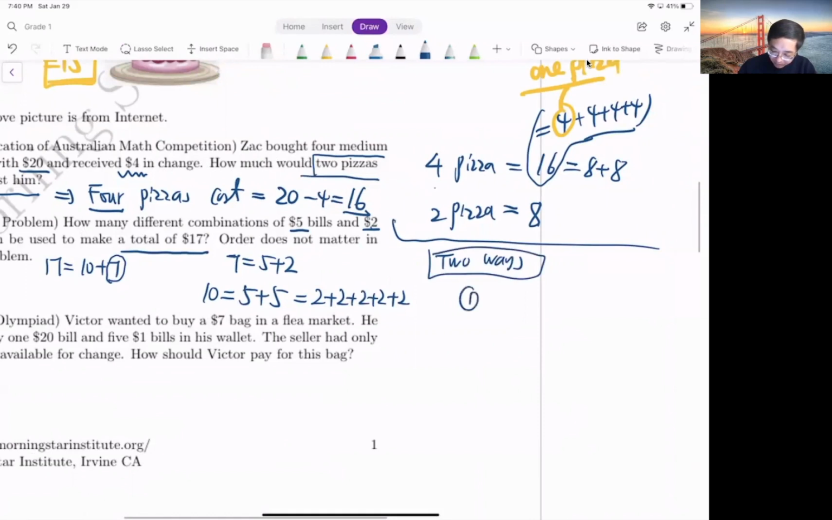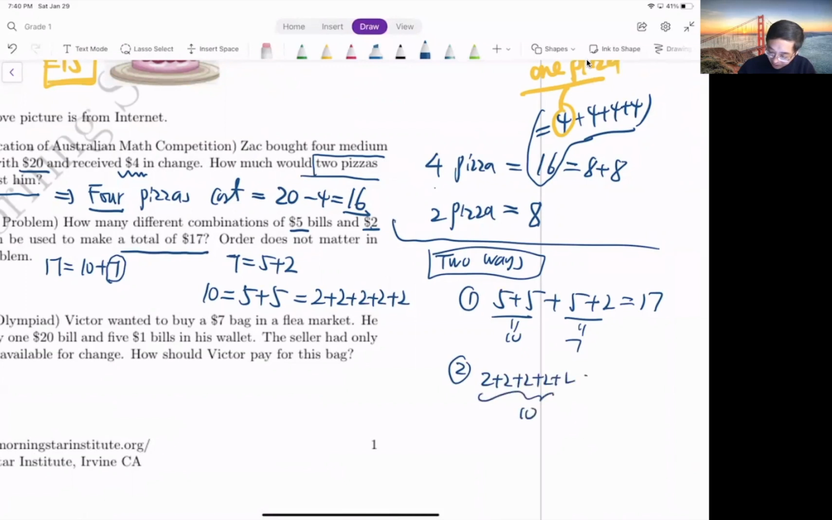Number 1 way is 5 plus 5 plus 5 plus 2. This is 17. This is 10, and this is 7. Or you do 2 plus 2 plus 2 plus 2 plus 2, this is 10, and then plus 5 plus 2, which is again also 17. So there are 2 ways to add up to 17 using $5 bills and $2 bills.